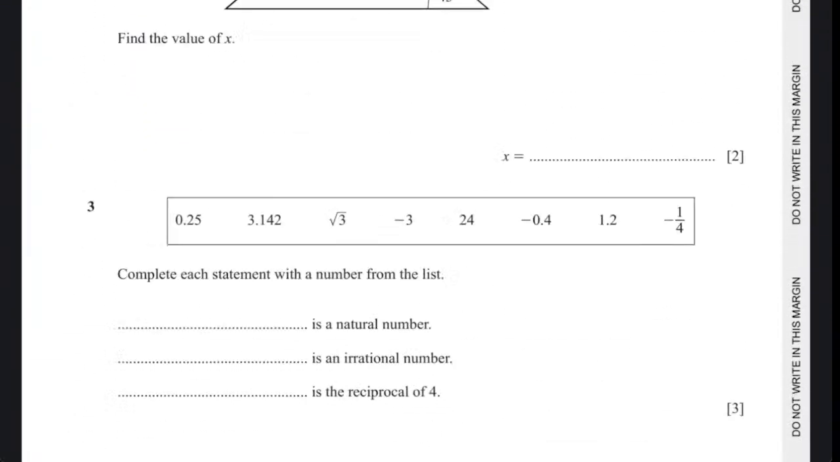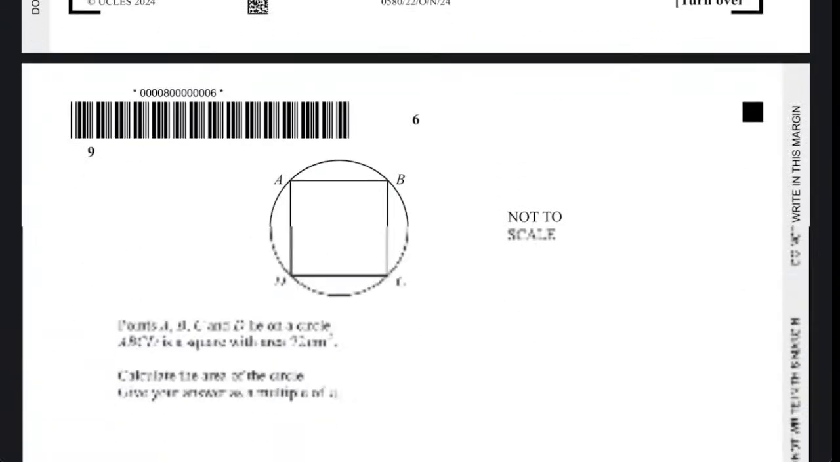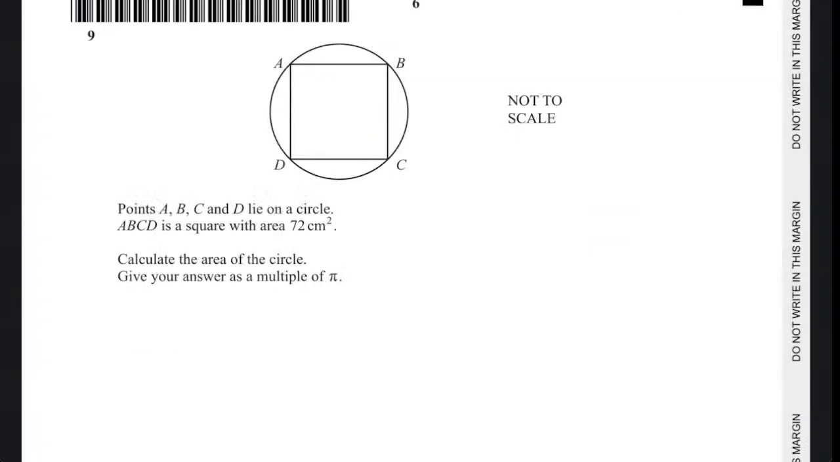Let's look for mensuration. Let's see what we're supposed to do. Calculate the area of the circle. Here is the question. Let's see what they wanted us to do. Let's do it together as fast as we can. These points lie on a circle. ABCD is a square with area 72.